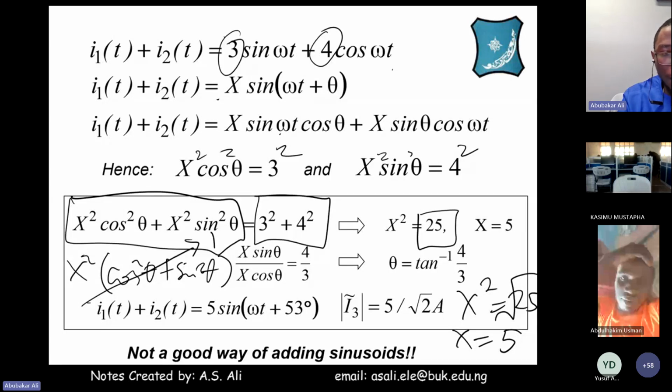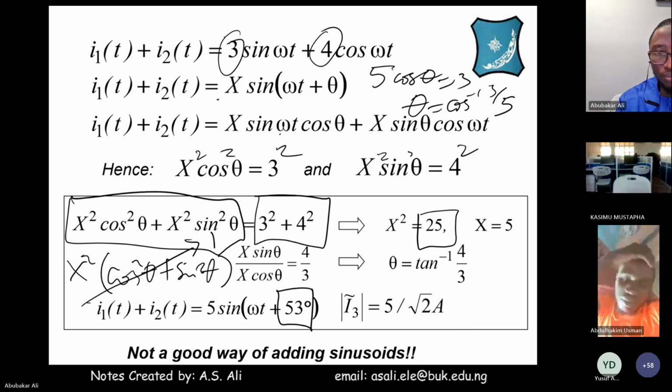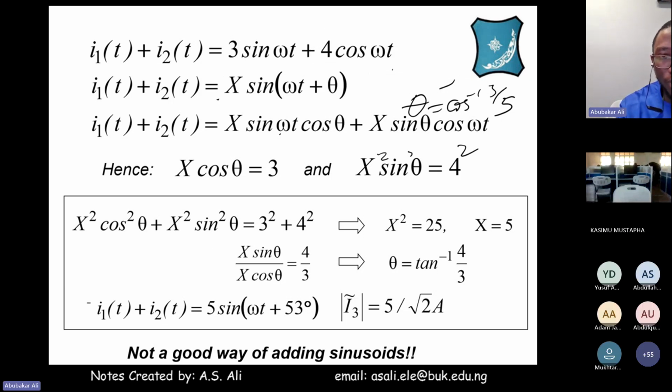Since we know the amplitude, we can find the angle from any of these two equations. We can say 5 cos theta equals 3, which means theta equals cos inverse 3 over 5. And with this, we will be able to get the angle, which is 53 degrees. Are we together? Guys, is this clear? This is something you do in Fourier transform, right?